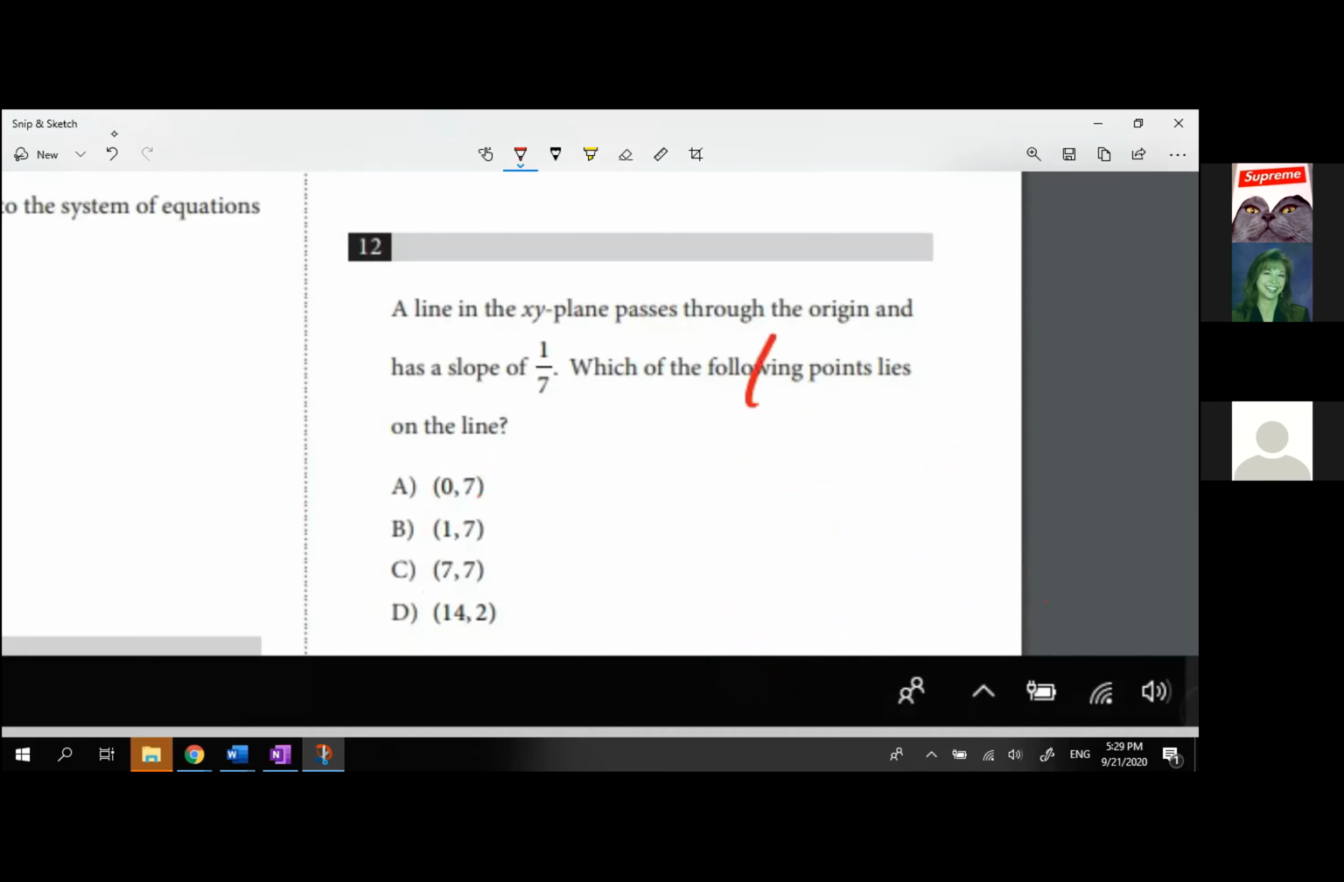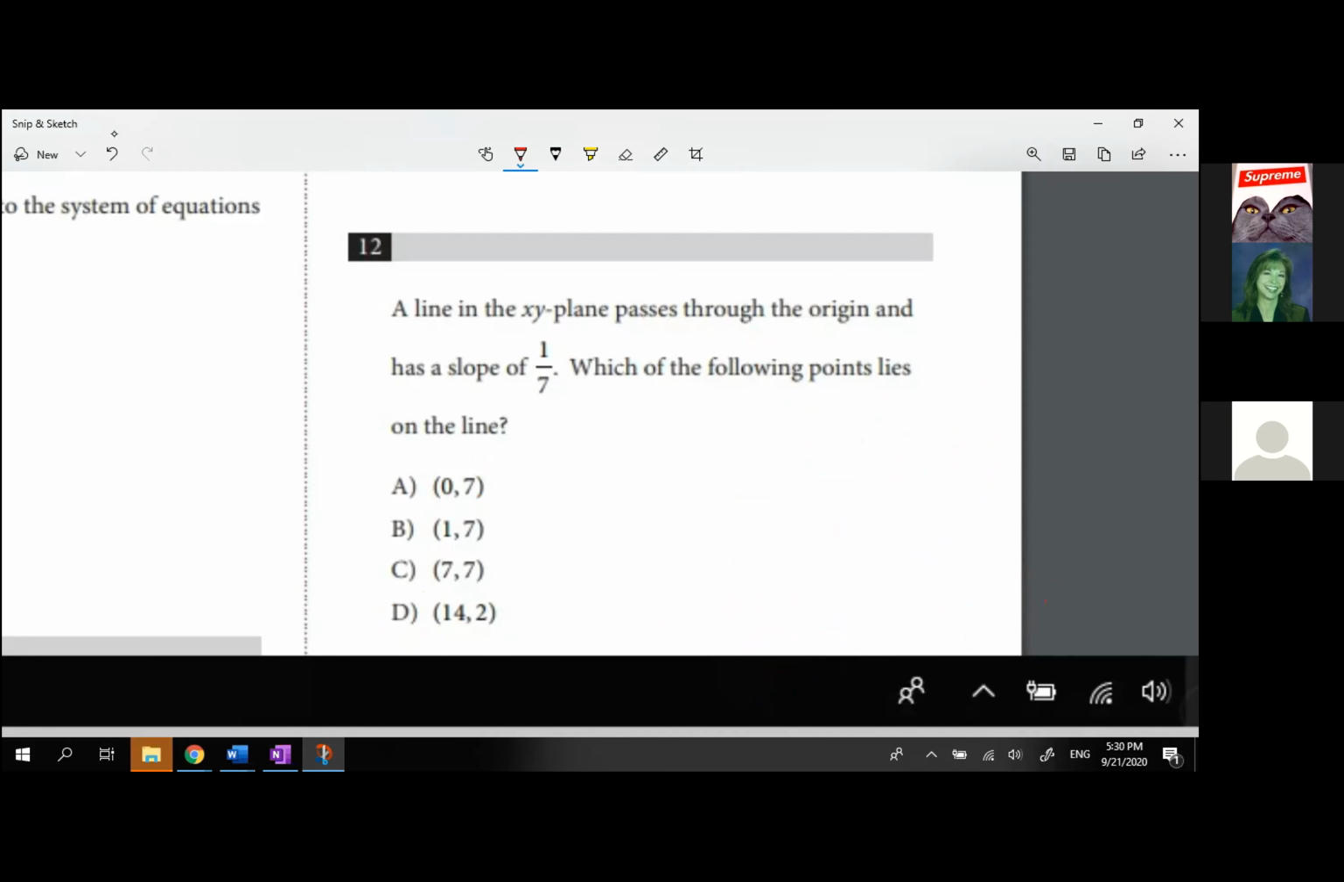What if we have 2 points? 2 points, so it's the exact same thing, right? The only reason why I used 0, 0 for the x1 and y1 is because it said it passed through the origin. You can do the exact same thing with different points.